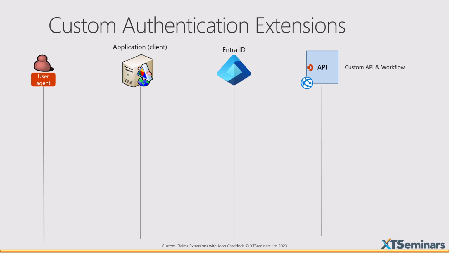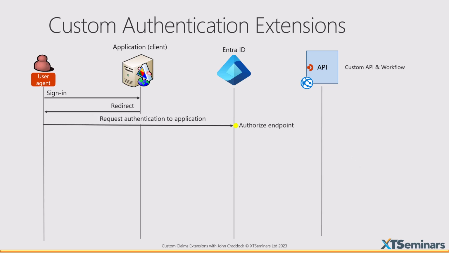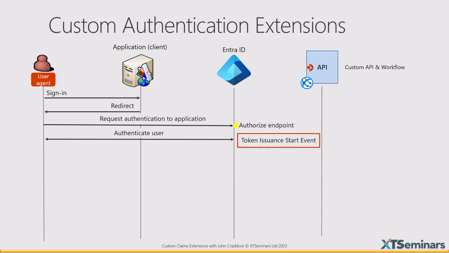So we have a user who goes to access an application, and the first thing that will happen is we go to the application to sign in. The application says you're not authenticated and sends you up to Entra ID. And we arrive at Entra ID with an authentication string. Entra ID authenticates us, and the next thing that happens, and this is the custom authentication extension, is we can have a token issuance start event.